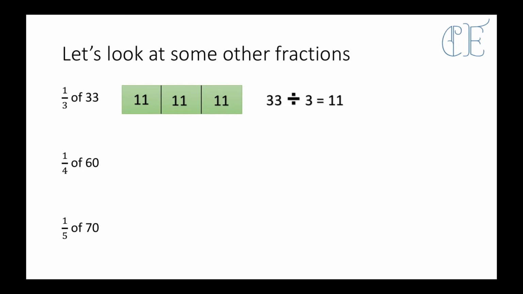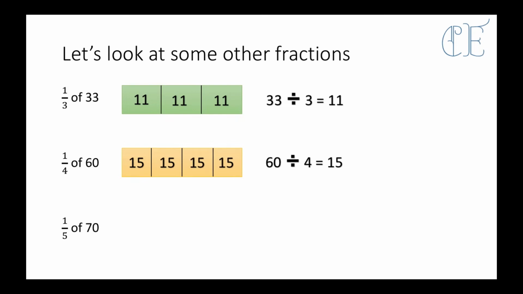Let's have a look at this next one, a quarter of 60. If I've got to split 60 into quarters, that means I have to divide by 4. So I've drawn my rectangle and split it into 4. Then I have to do 60 divided by 4, which is 15. So 15 goes in each box. Another way of dividing by 4 is to half this to give you 30 and then half it again. That gives you 15. That's just another, quicker way of dividing by 4.